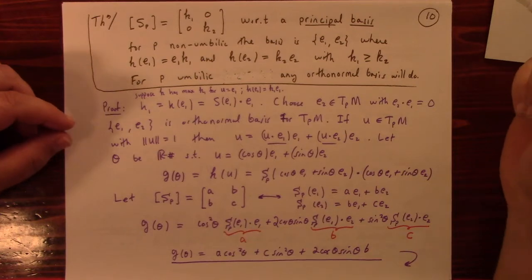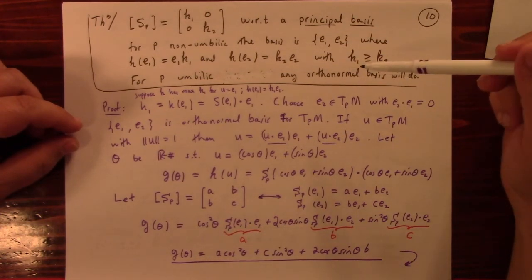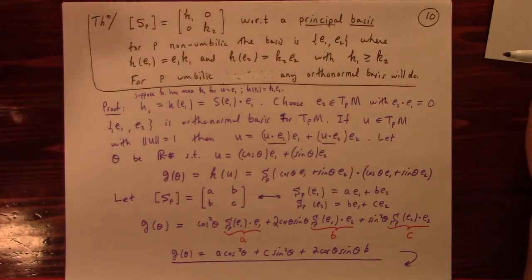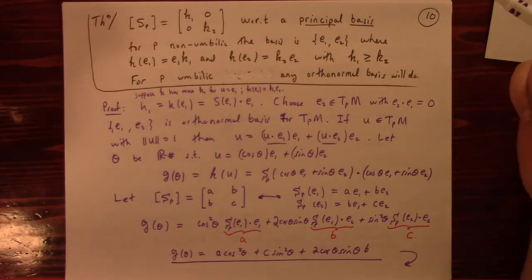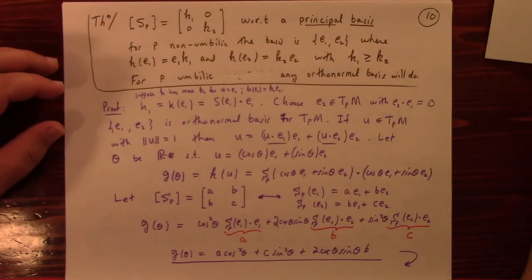So the umbilic case is not particularly interesting. Then K is constant in all directions. If K is constant in all directions, then it's a scalar multiple of the identity map, right? There's not really much to prove in the umbilic case. So the non-umbilic case is where we're focusing all our attention.